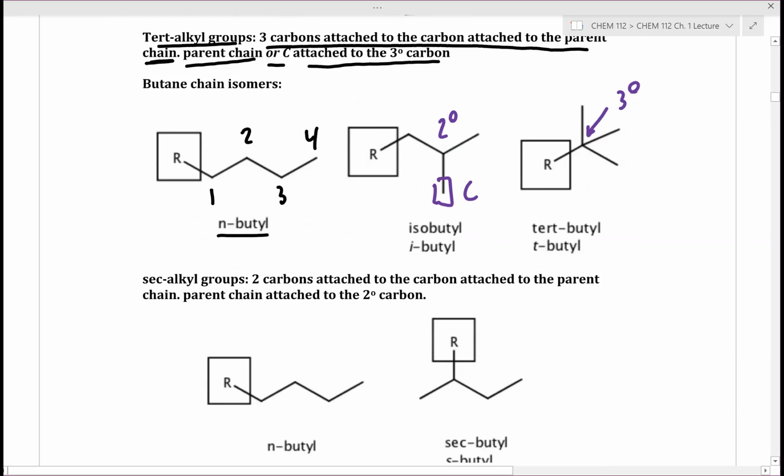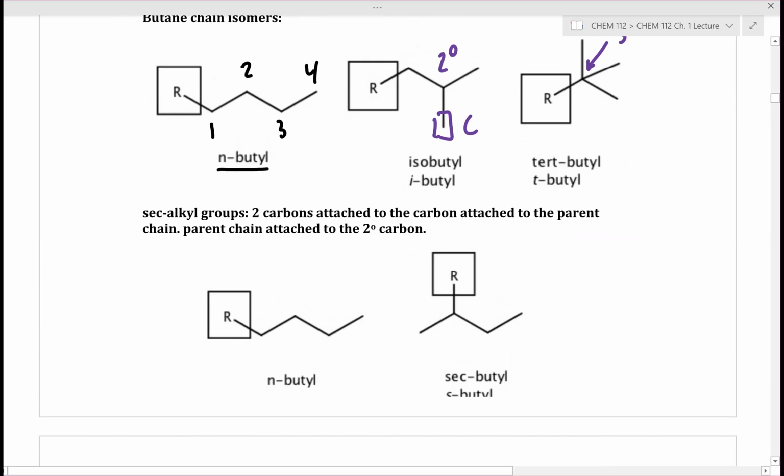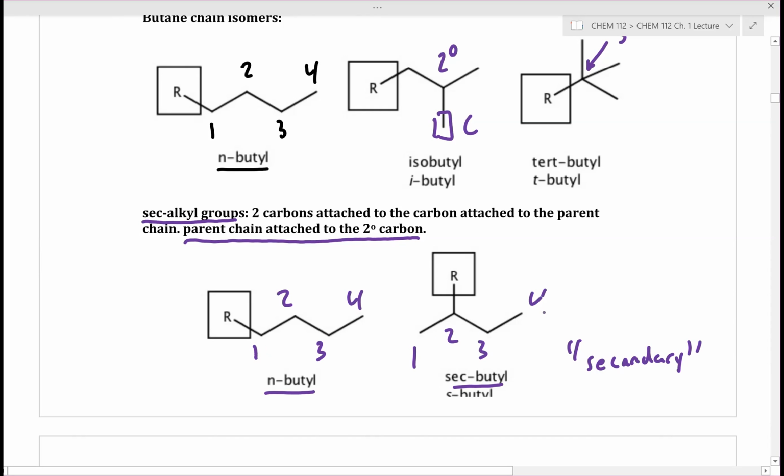So, to immediately address this point, another common prefix and another common constitutional isomer are known as sec-alkyl groups. In this case, in a sec-alkyl group, the parent chain is attached at our secondary carbon. So the main difference between N-butyl and sec-butyl, sec as in quote unquote secondary, if we count our carbons, 1, 2, 3, 4, 1, 2, 3, 4, where is our R group in the sec-butyl chain? Second carbon, exactly. It looks exactly like a normal straight chain alkane, except the sec is telling us our main chain is on the second carbon instead of the first. Does that make sense? Okay.